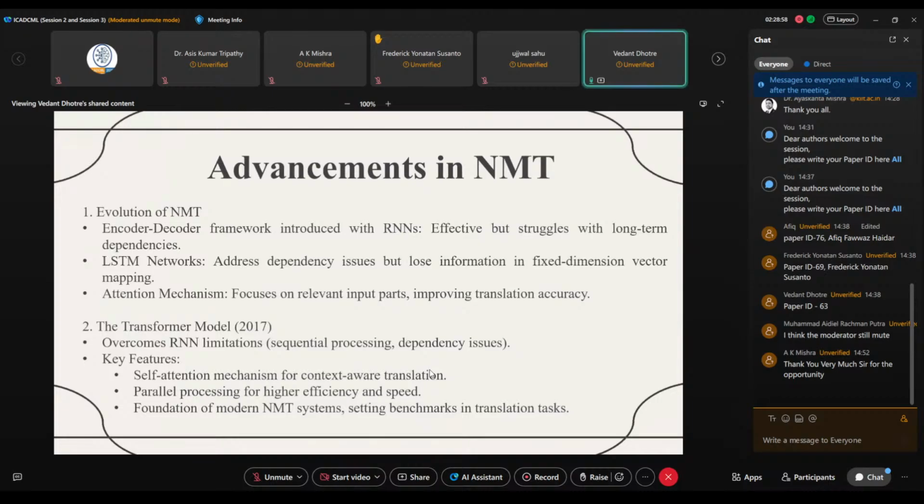Coming to the transformer model, which employs this attention mechanism, it overcomes the RNN's limitations, and some of the key features include the self-attention mechanism. It ensures parallel processing for higher efficiency and speed, and is also the foundation of modern NMT systems. Hence this sets the benchmarks for translation tasks.